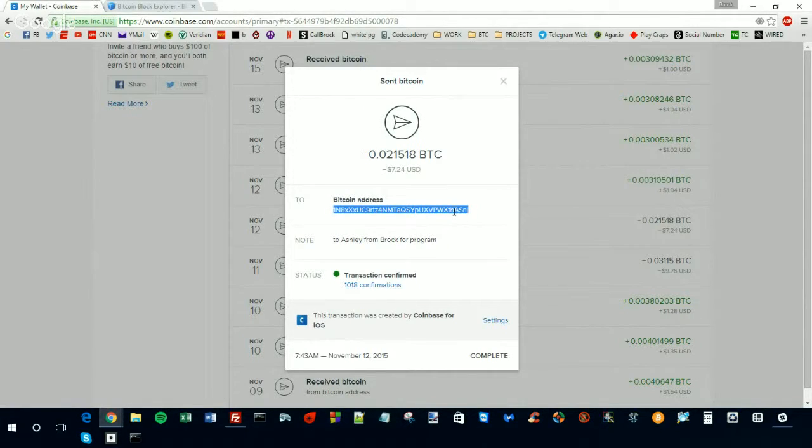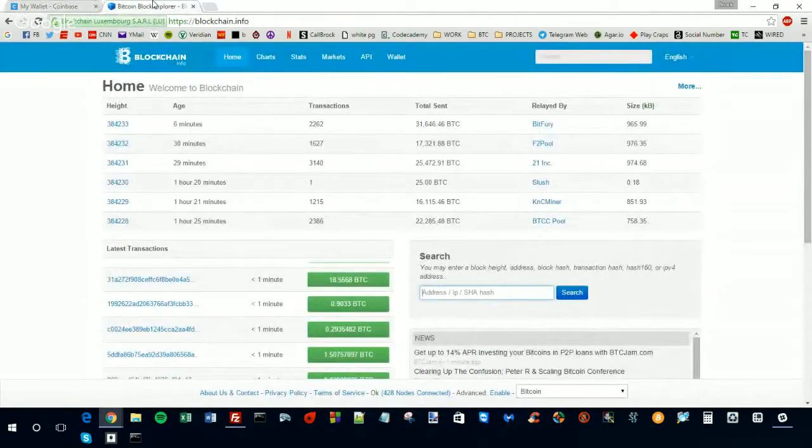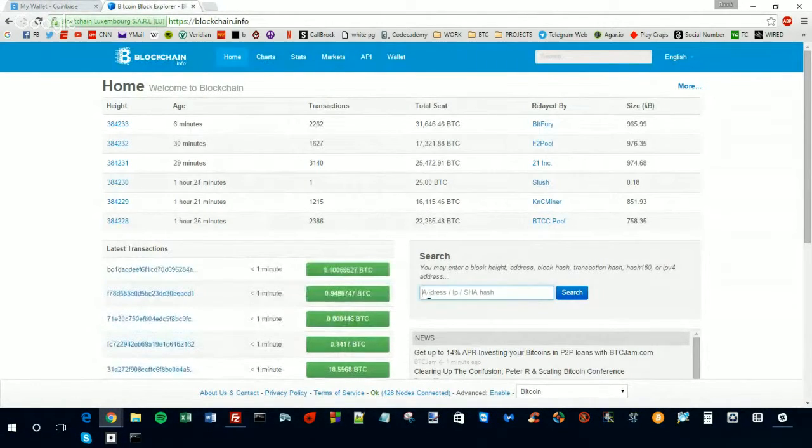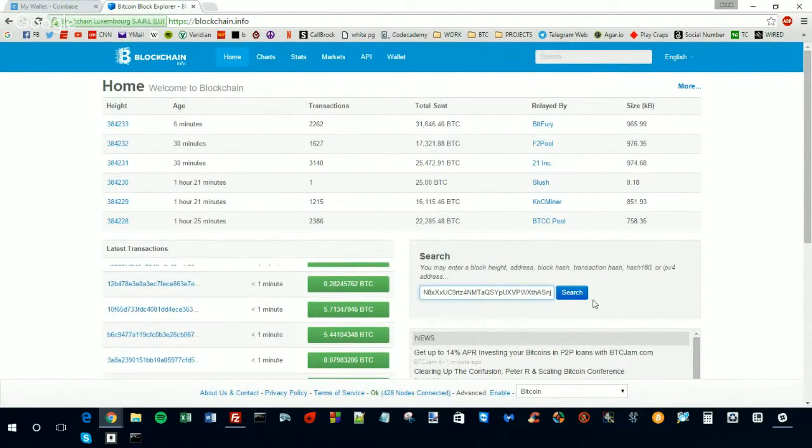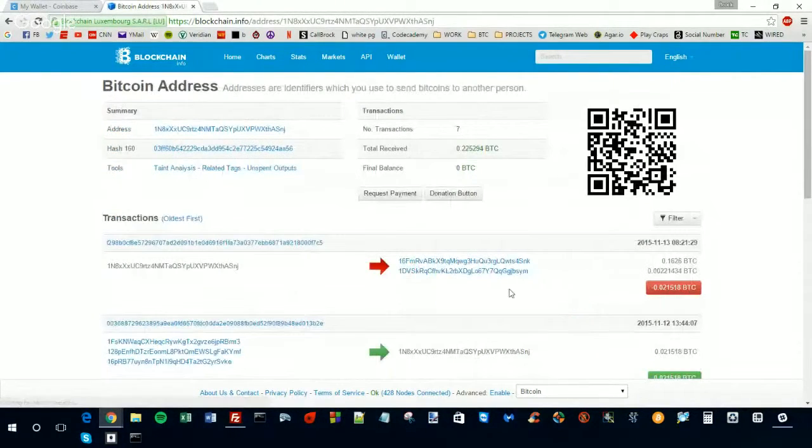And that's the address right there that Brock is showing you. Basically, we looked up the address on blockchain.info. Yeah, so I'm going to put the address in here. This is the Bitcoin address that Ashley gave to me. So I'll just search for it now. There you go. As you can see, there's transactions on that wallet.